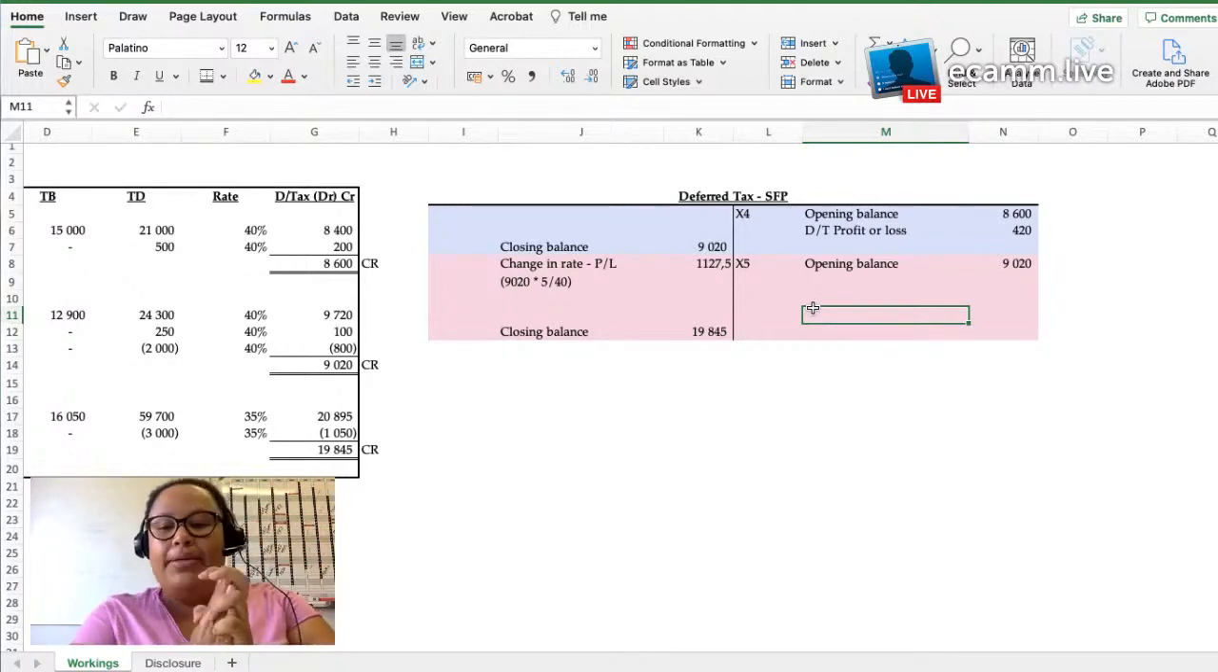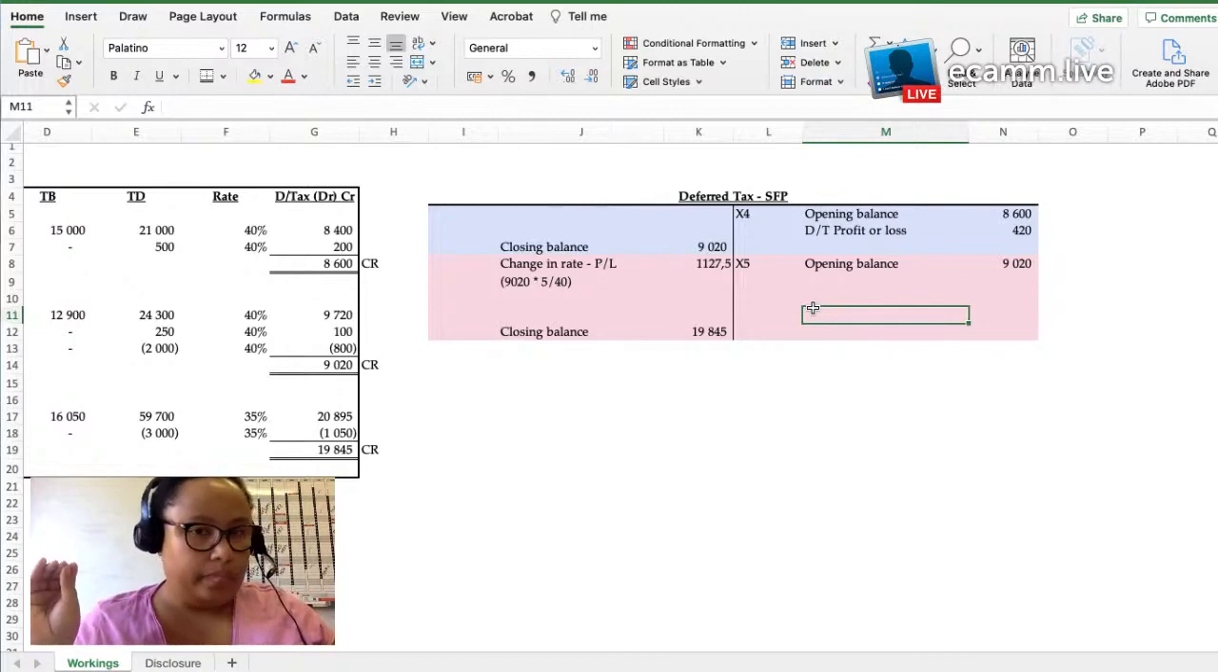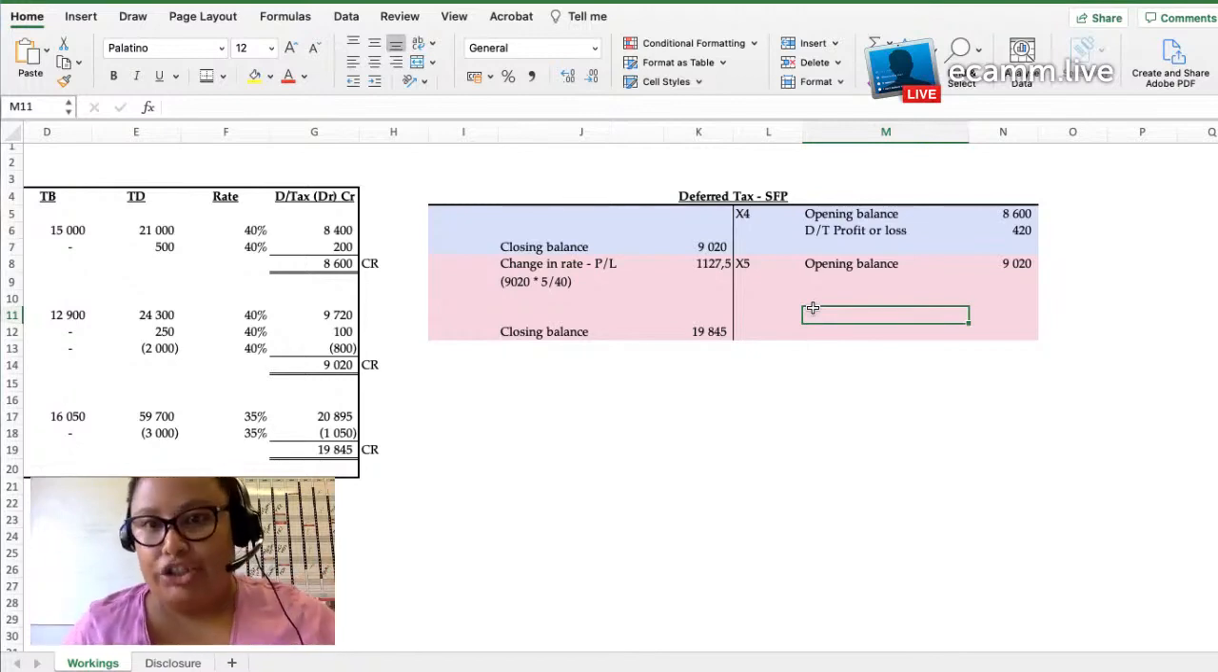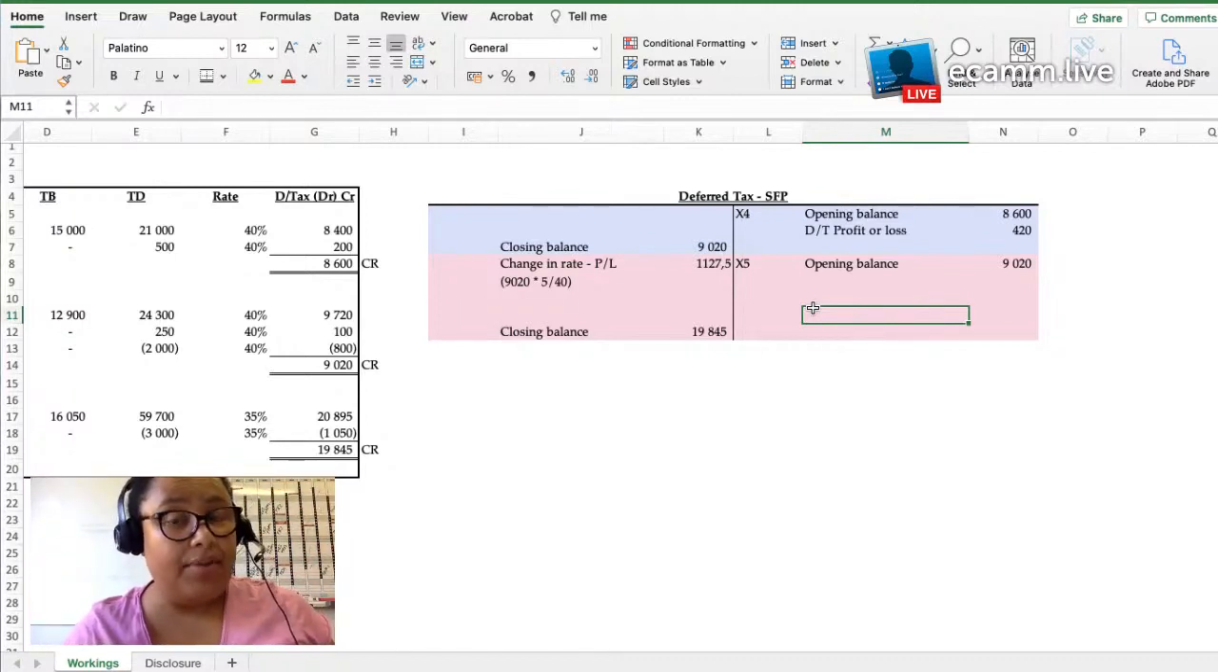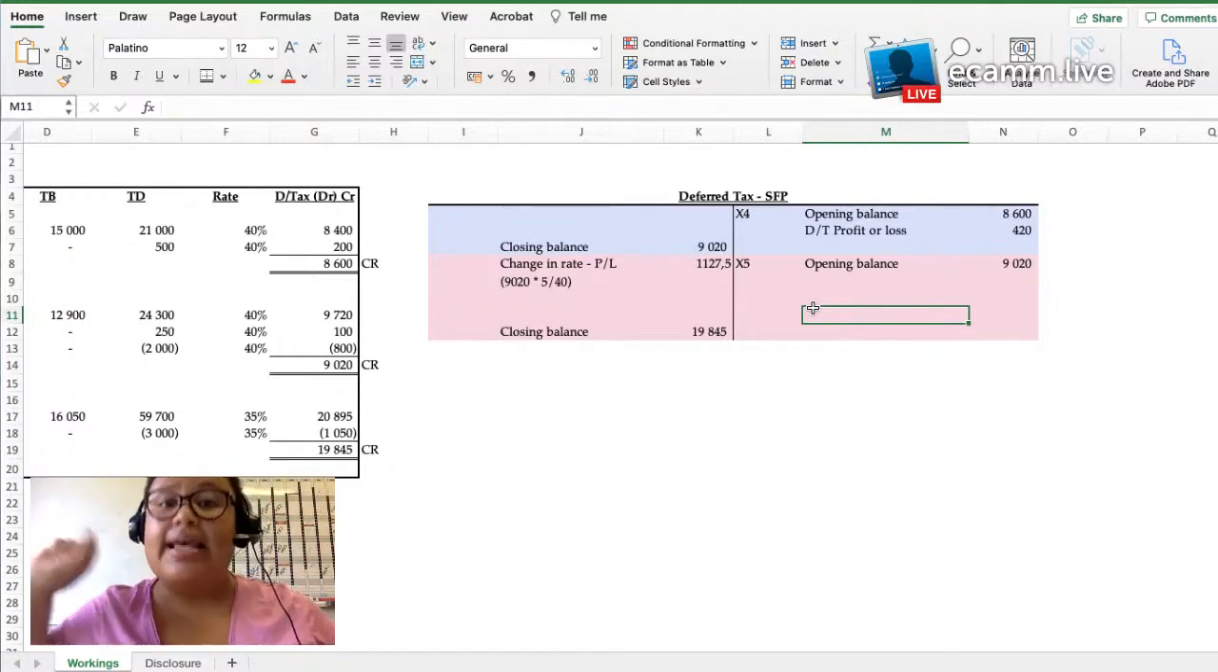Now, what else happened in the year 20x6? Firstly, there was a revaluation. We revalued our PPE. Remember I said we don't actually need to know about the revaluation of the PPE, but it's important in this question because when we revalued the PPE, that revaluation gain that's recognized in other comprehensive income gave rise to deferred tax.